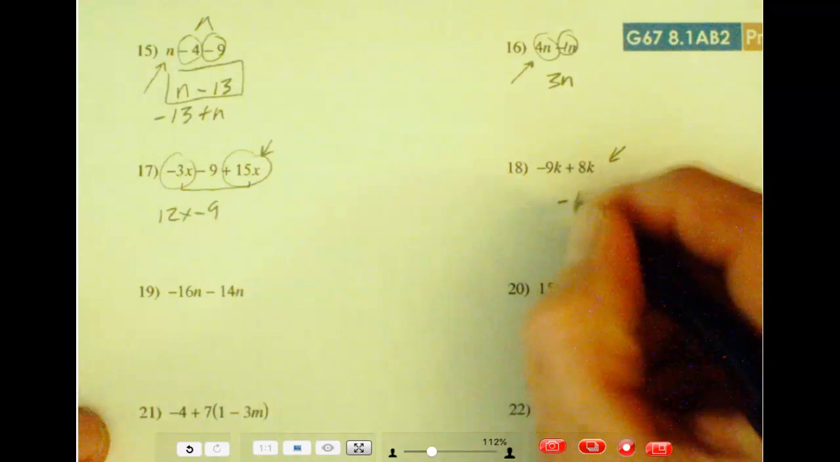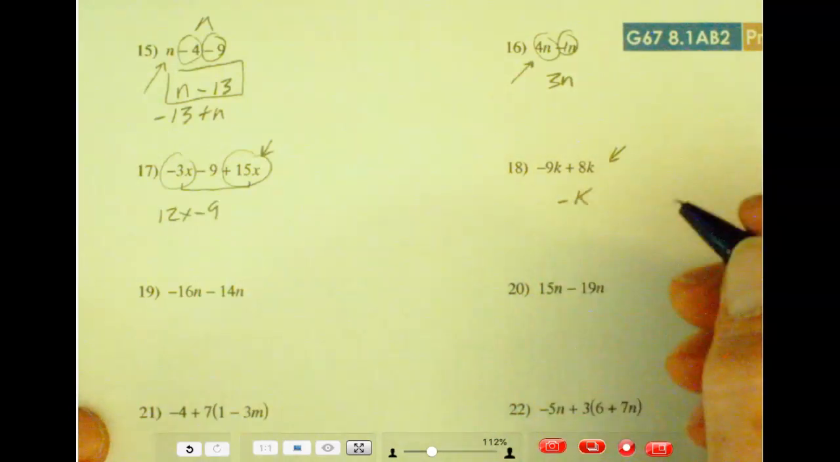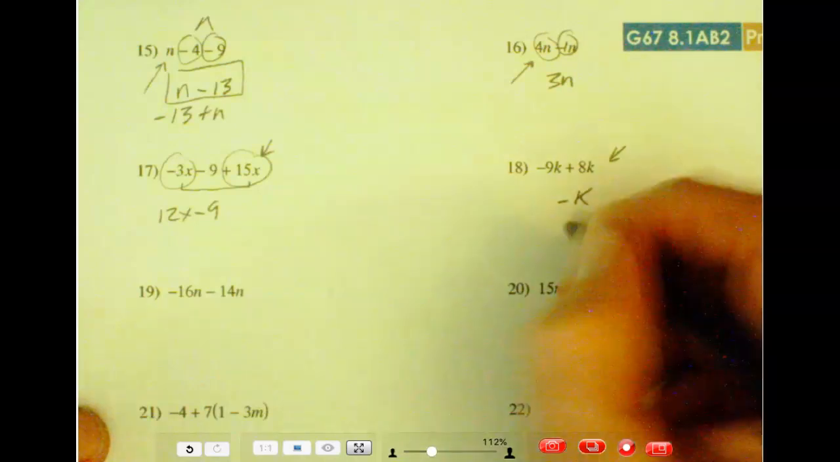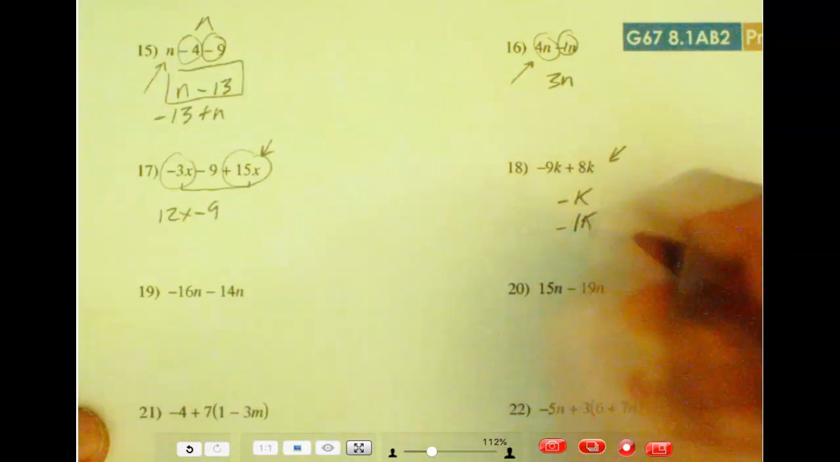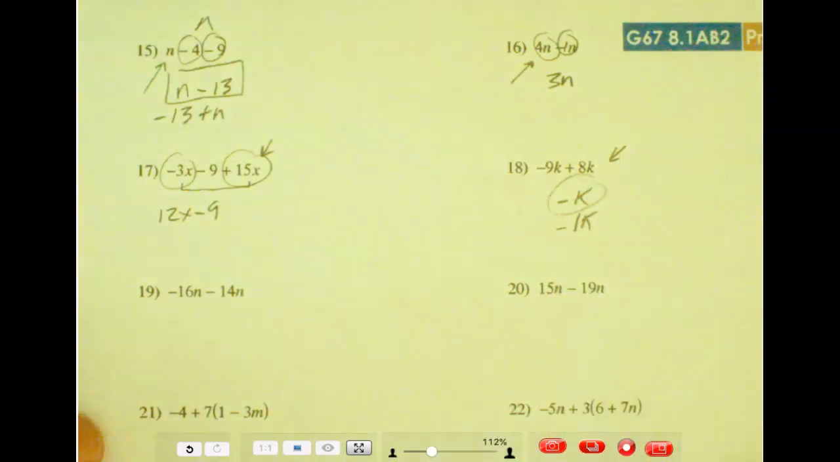That's just a negative k, okay? Get it? Negative k, k, k? Forget it. Or negative 1k, but this is where you're going to see it 99% of the time. Okay, let's jump down a little.